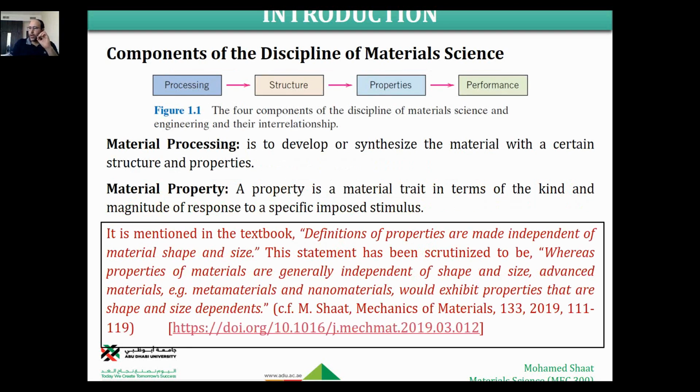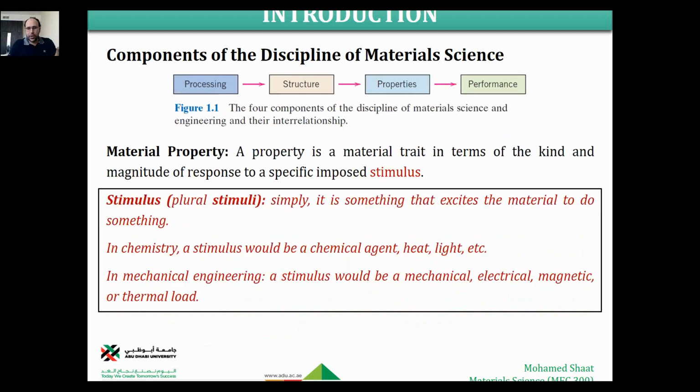So, the imposed stimuli. If we're going to talk about material science, the stimulus in chemistry, for example, would be a chemical agent, which motivates chemical reactions, or it would be heat, or light, anything. In terms of mechanical engineering, the stimulus would be a mechanical force, an electrical force, a magnetic force, or a thermal load. For example, you have a material and you push it with a force. So this material is going to deform.